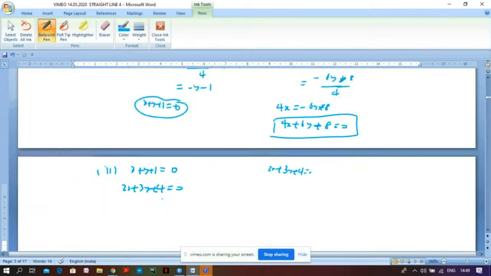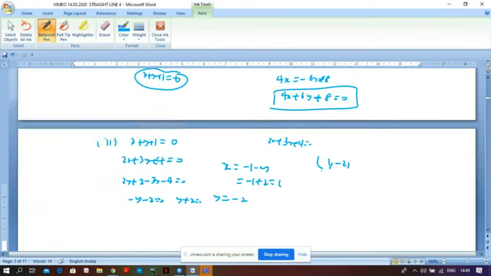I can multiply the first by 2 and subtract. So I will get 2y plus 2 minus 3y minus 4 equal to 0. So negative of y, negative of 2 is 0. So y plus 2 is 0. I get y is negative 2. And from that x I get, so x I will get as negative y minus 1, negative 1 plus 2, that's 1. So I'll get (1, minus 2), and that's my point of intersection. So I got (1, minus 2) as point of intersection.